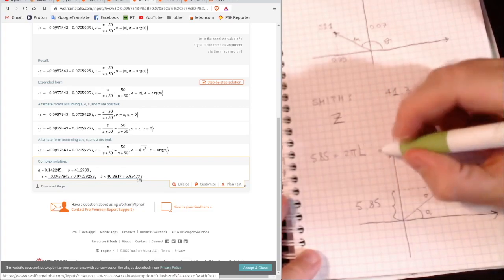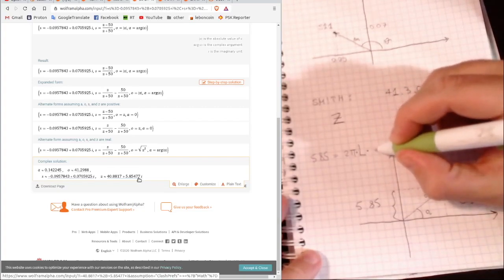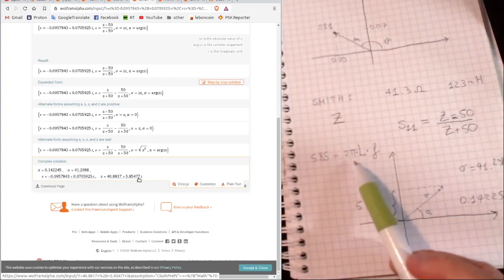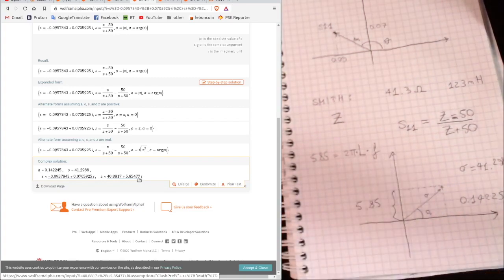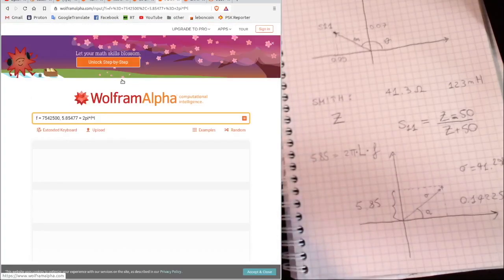L, this is the inductance in henries, multiplied by the frequency, okay? So we are setting up this equation, and that's what is being done here. As you can see, I wrote it exactly, where f is the f we started with, so it's 7 megahertz, 542 kilohertz, and 500 hertz. So let me run this.